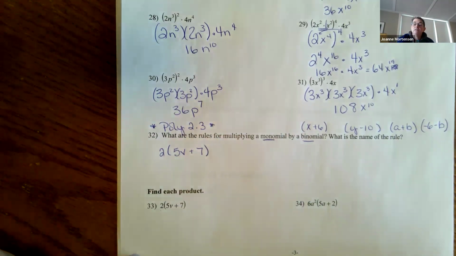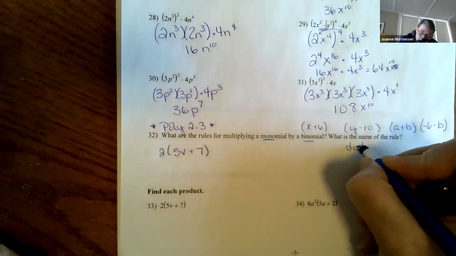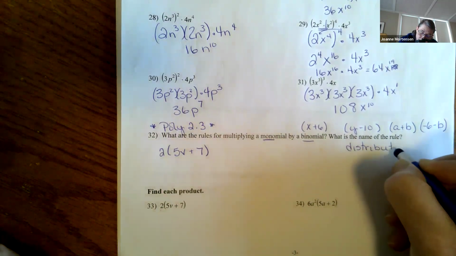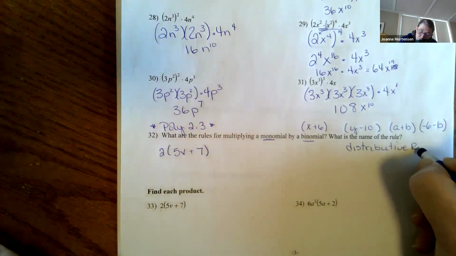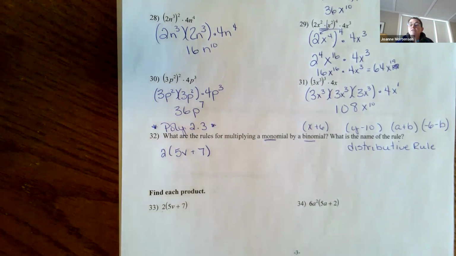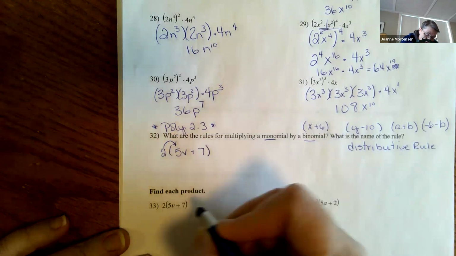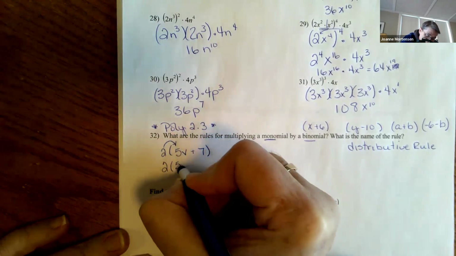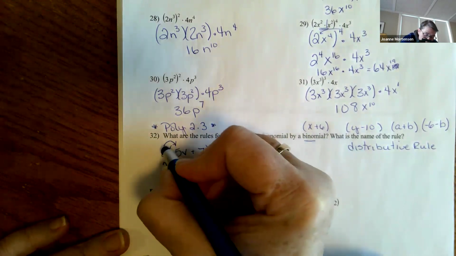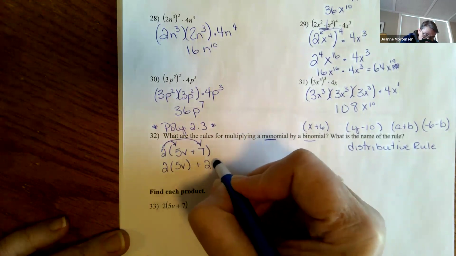So the name of the rule we're going to use is the distributive rule. I don't know if it's a distributive rule or distribution or whatever you want to call it. So imagine this person has cookies. I've got your attention now. They have cookies and they're going to distribute it to everybody in the line, which means first thing I'm going to do is I'm going to give him a cookie. So 2 times 5b. Then I'm going to give this guy a cookie. Plus 2 times 7.